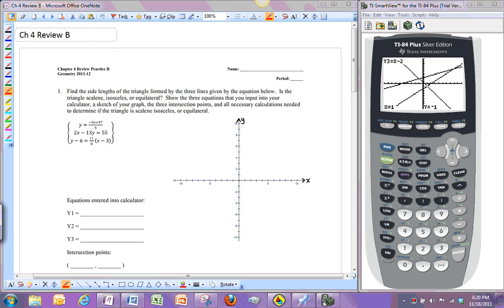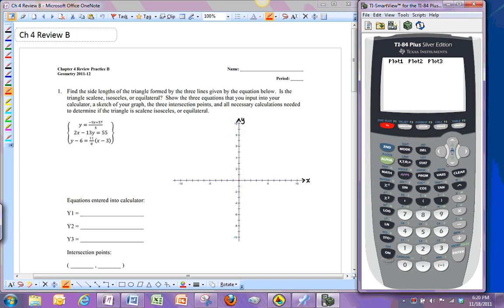Okay, so let's look at the Chapter 4 Review B packet, or sheet, I guess. And we'll do number 1 here. So number 1 is one of these graphing calculator problems. I've got our graphing calculator up over here, and let me just clear everything out first, because we're not going to use these same formulas.